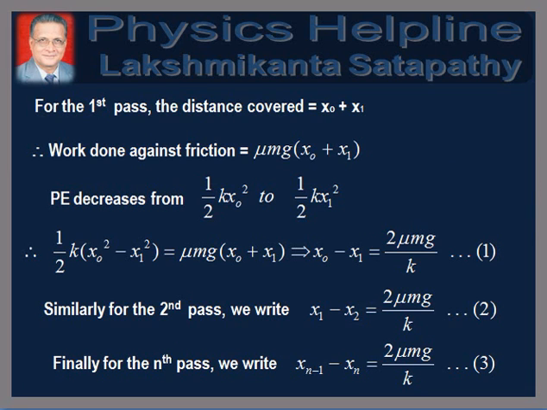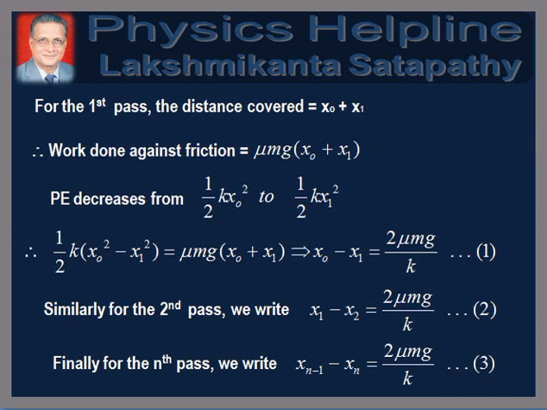For the first pass, distance covered is equal to x0 plus x1. Force of friction is equal to mu mg. Therefore, work done against friction is equal to mu mg into x0 plus x1. Also, decrease in potential energy is equal to half k x0 square minus half k x1 square. Therefore, we write half k into x0 square minus x1 square is equal to mu mg into x0 plus x1. This implies x0 minus x1 is equal to 2 mu mg by k.